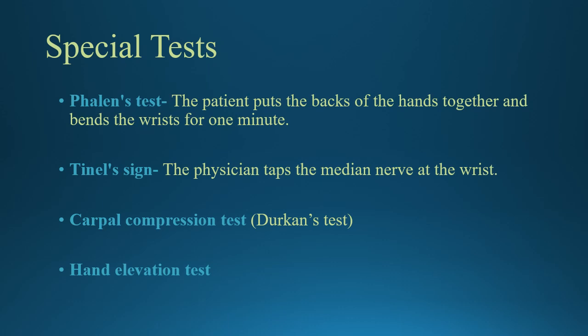For the carpal compression test, the doctor holds the patient's wrist in slight flexion and directly compresses the median nerve by applying pressure to the proximal wrist crease for about 30 seconds. If this test is positive, the patient develops pain or numbness in the region of distribution of the median nerve.